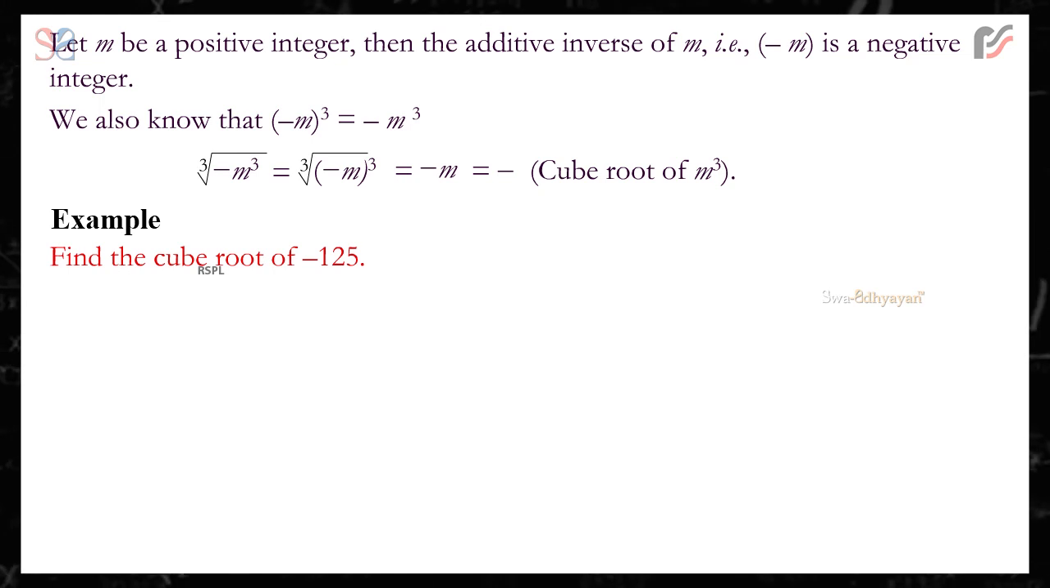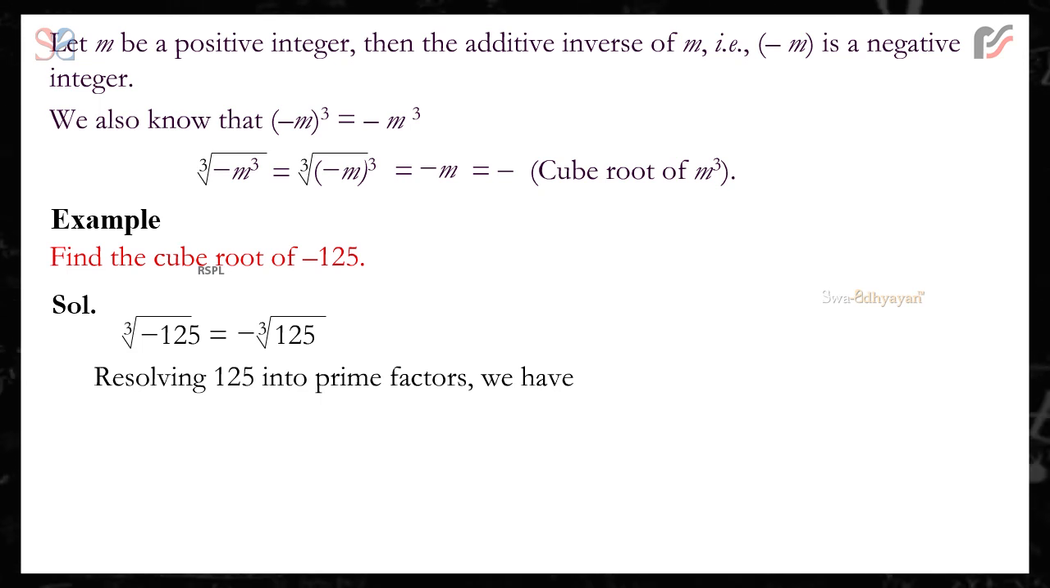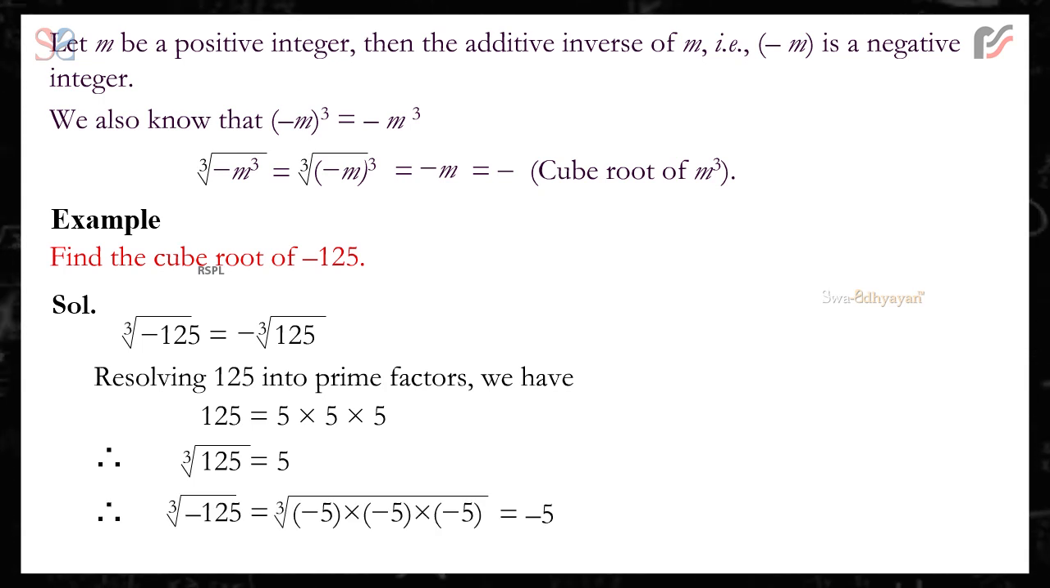Example. Find the cube root of minus 125. Solution. Cube root of minus 125 is equal to minus cube root of 125. Resolving 125 into prime factors, we have 125 is equal to 5 into 5 into 5. Therefore, cube root of 125 is equal to 5. Therefore, cube root of minus 125 is equal to cube root of minus 5 into minus 5 into minus 5, which is equal to minus 5.